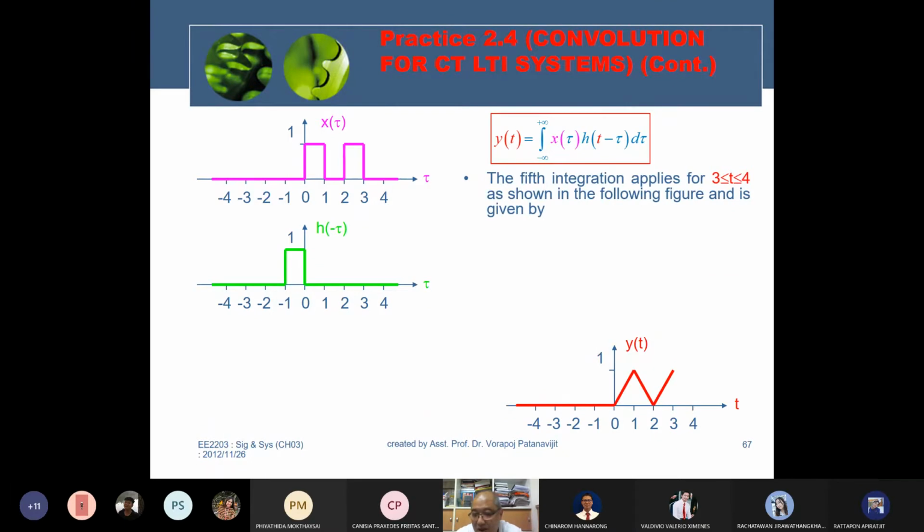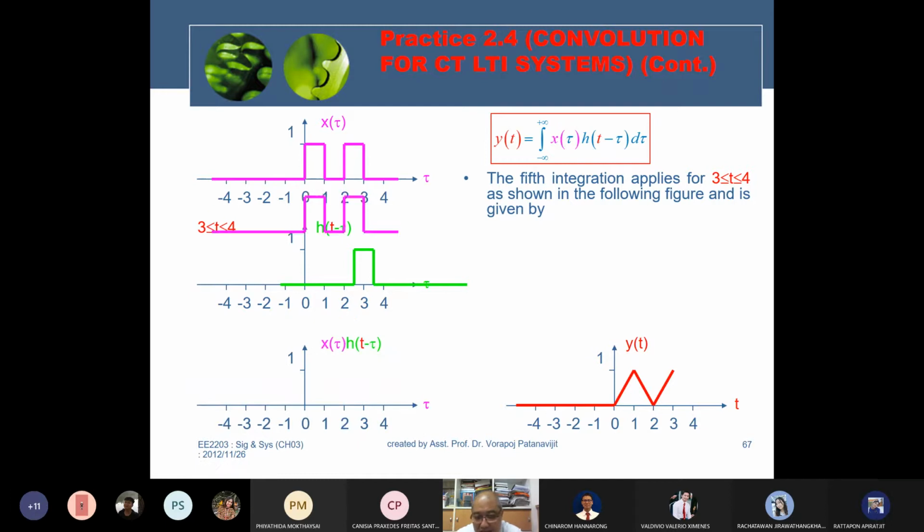Almost the last one. The fifth integration is for t between 3 and 4. Between 3 and 4, we set t to be 3.5, and we try to find the result of the multiplication between x and h, then integrate them.